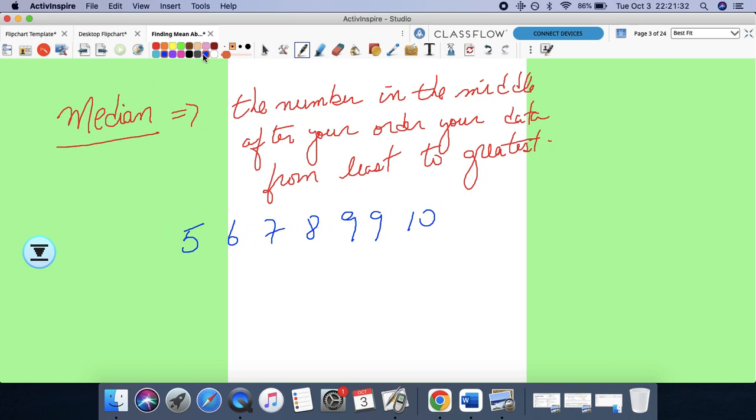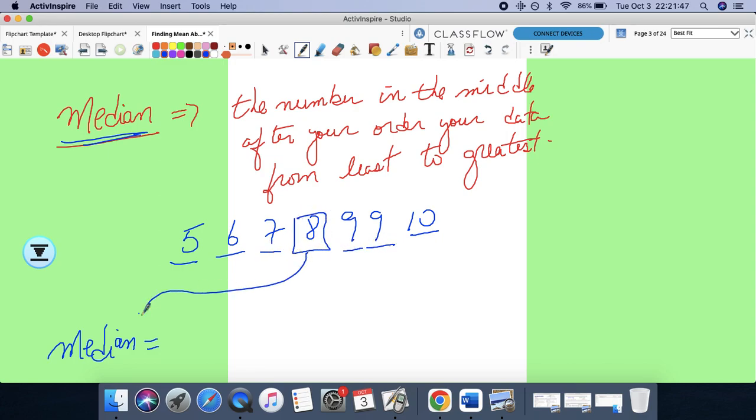Yeah, 7 numbers, and you want to find the median. Who is the median? Okay, so the median is the number in the middle. So you go this way and this way, you're working towards the middle. 7, 9, and this is your median. So 8. So the median is 8.